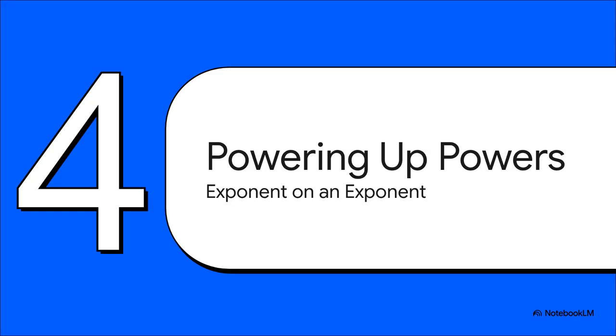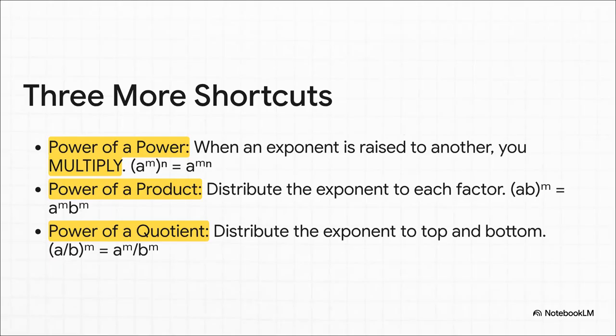Okay, so we've got multiplying and dividing down. But what happens when you start stacking these things? When you put an exponent on top of another exponent, what do you do then? Well, that brings us to 3 more really elegant rules. First is the power of a power rule. When you raise a power to another power, you just multiply the exponents. Easy. Next, the power of a product. Got a couple of things being multiplied inside parentheses with an exponent on the outside? Just distribute that exponent to each little piece inside. And you know what?